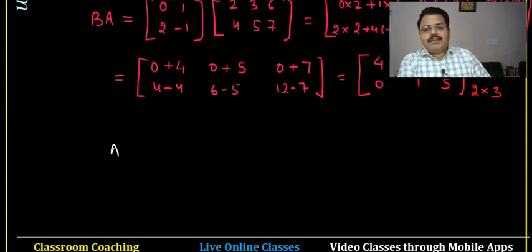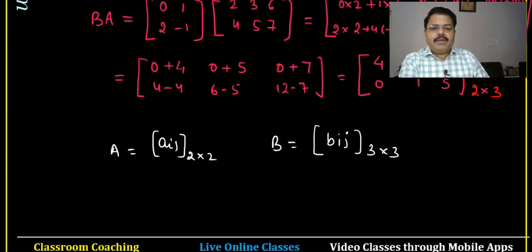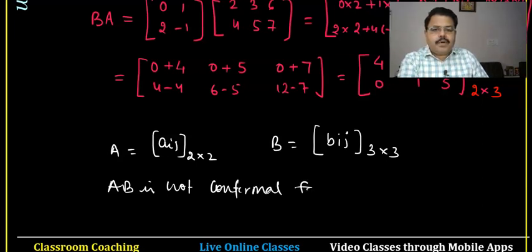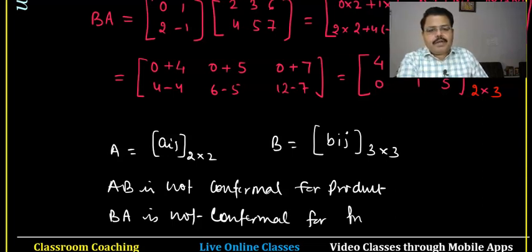Suppose A is a matrix of order 2 into 2, Aij, any matrix of order 2 into 2, and B is a matrix Bij of order 3 into 3. So in this case, neither AB is conformal nor BA is conformal. The number of columns in A must be equal to the number of rows in B. That is not possible. And the number of columns in B must be equal to the number of rows in A. That is also not conformal. So AB is not conformal for product, and BA is also not conformal for product. So neither AB nor BA is conformal for product, right?